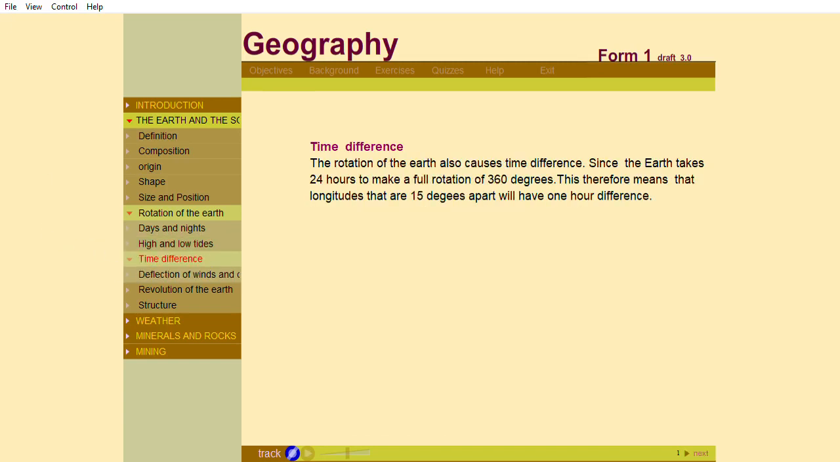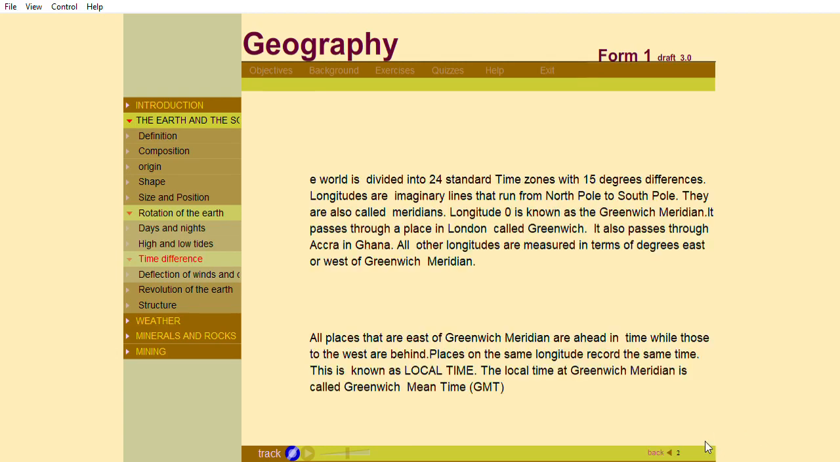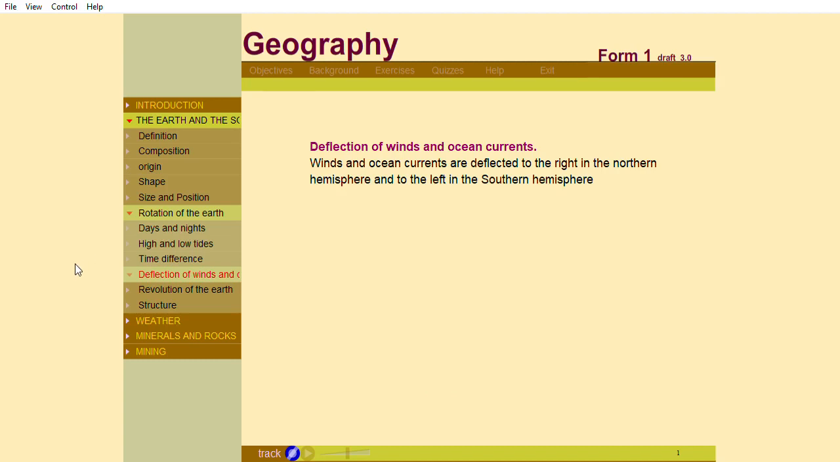The rotation of the Earth also causes time difference. Since the Earth takes 24 hours to make a full rotation of 360 degrees, this means that longitudes that are 15 degrees apart will have 1 hour difference. Deflection of winds and ocean currents. As the Earth rotates from west to east, winds and ocean currents are deflected. They are deflected to the right in the northern hemisphere and to the left in the southern hemisphere.